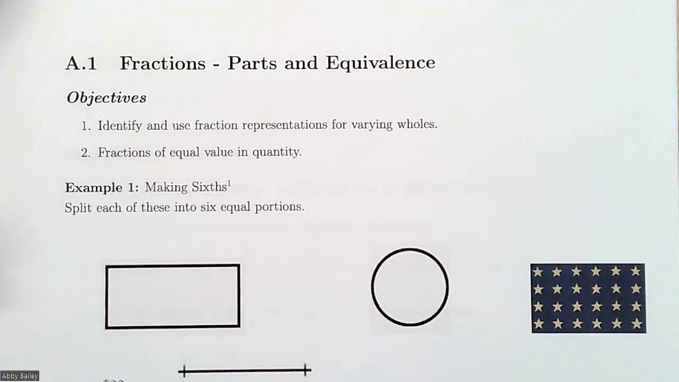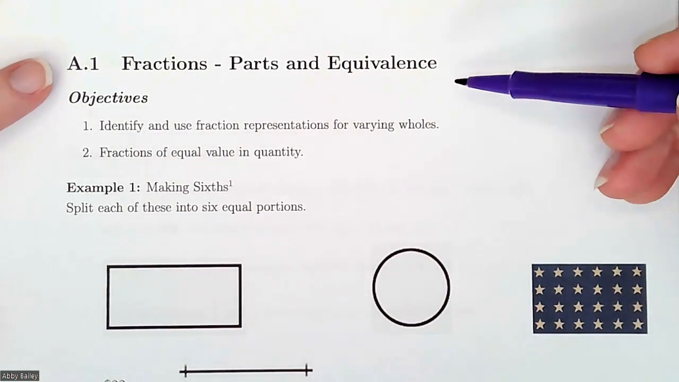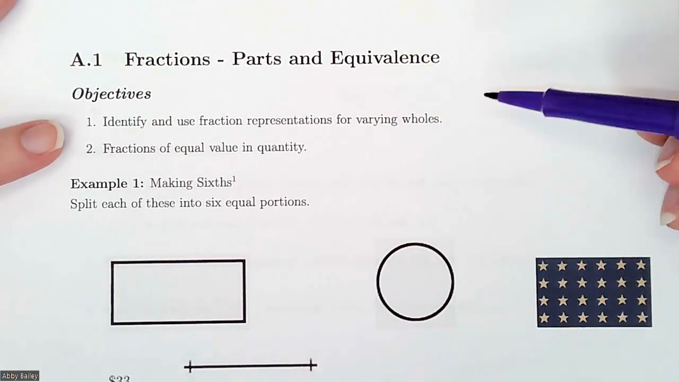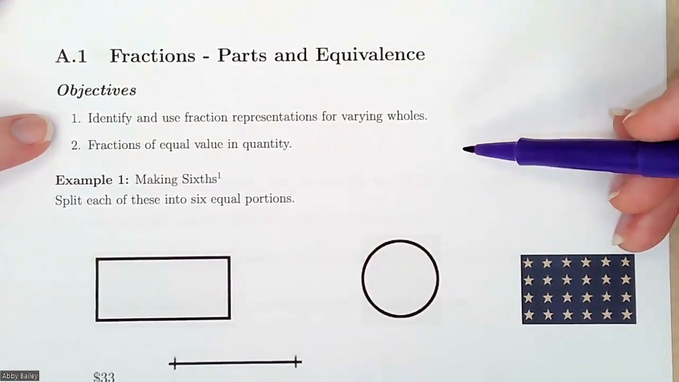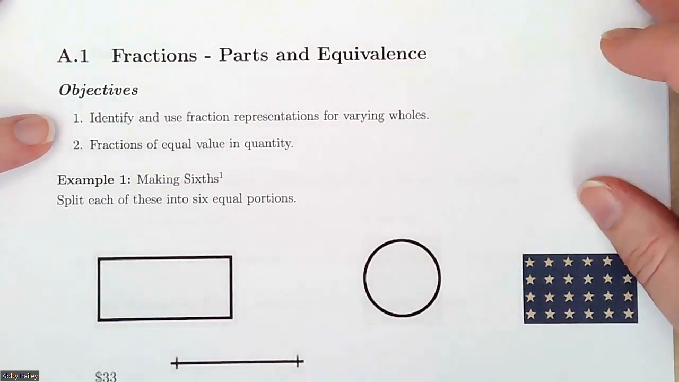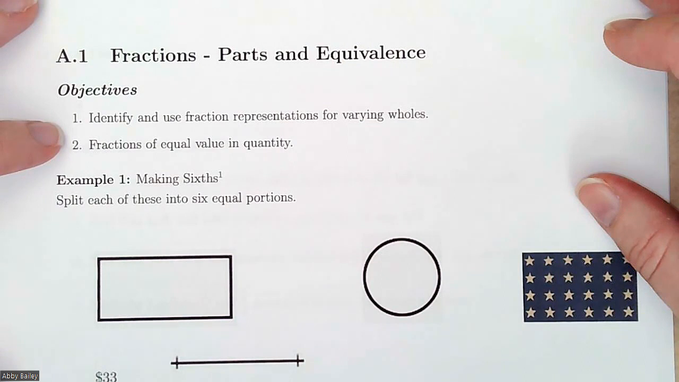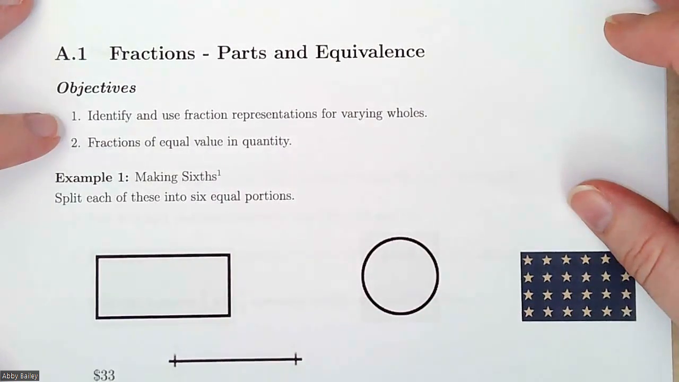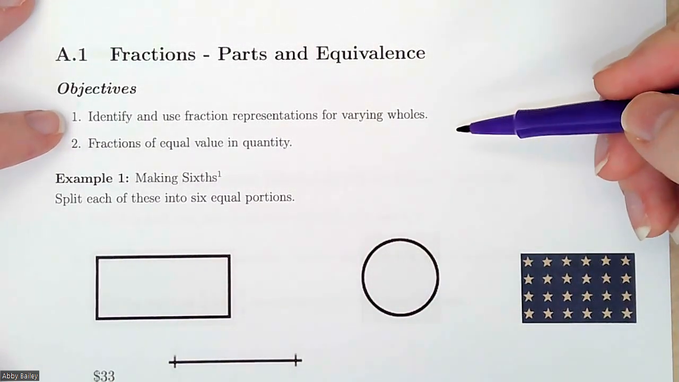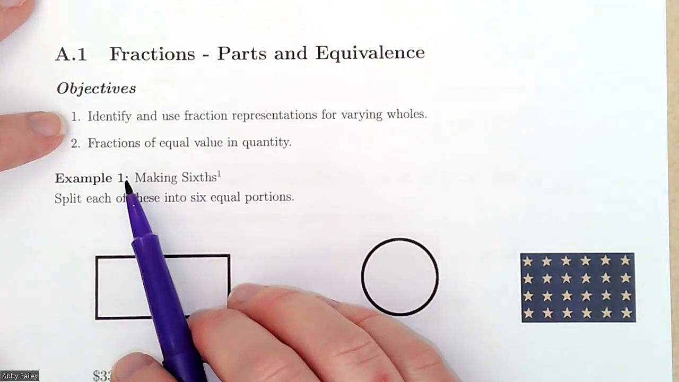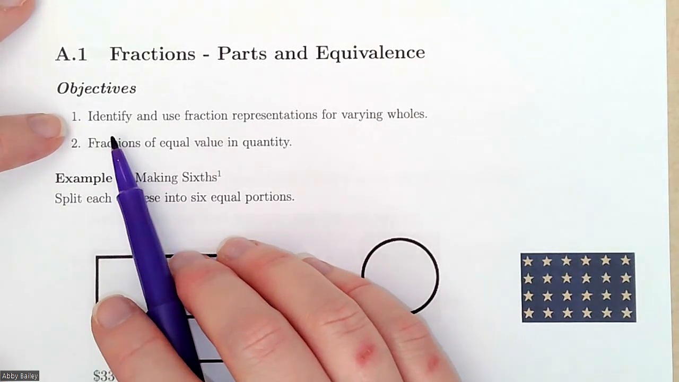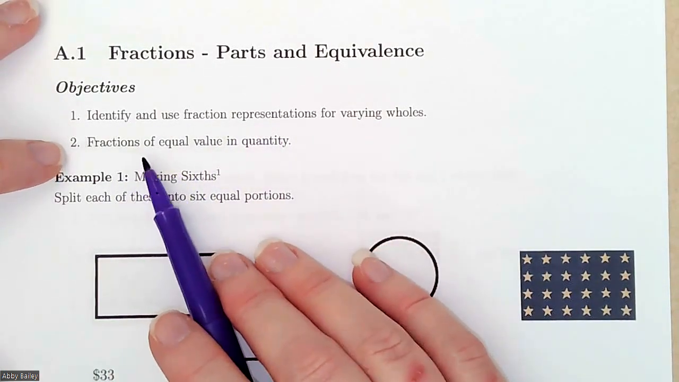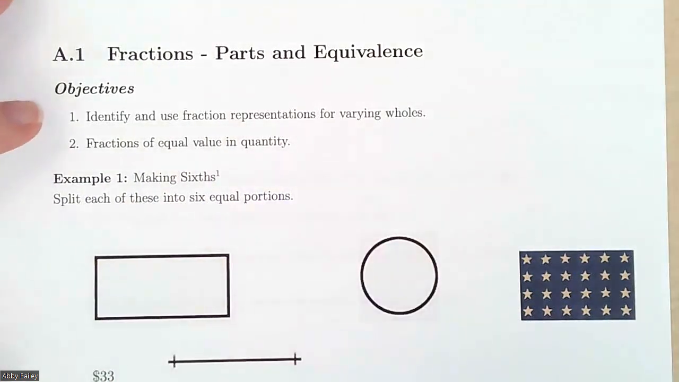So hi there. This is actually a topic that I think is quite challenging, but is considered something that people don't go back over. It's fractions and their parts and equivalents. And I think it's great to redo this. I redo this every now and again. So I'm going to make a video for that in case you want to go back and think about these fractions again. We're going to identify and use fraction representations for varying wholes, fractions of equal value in quantity.